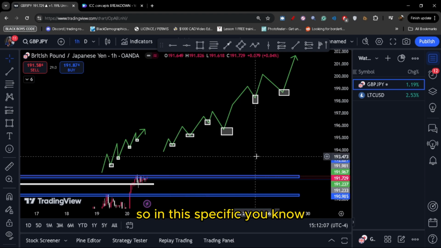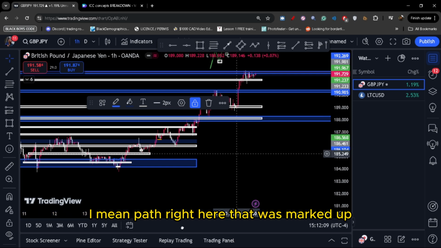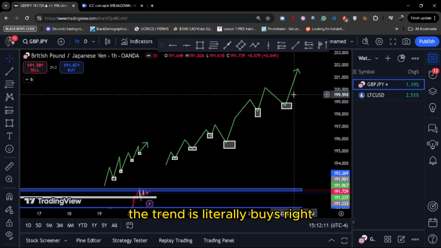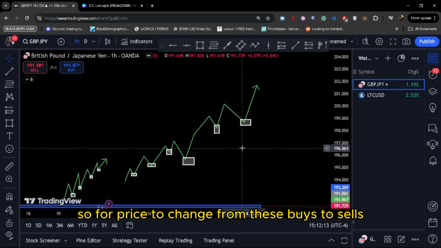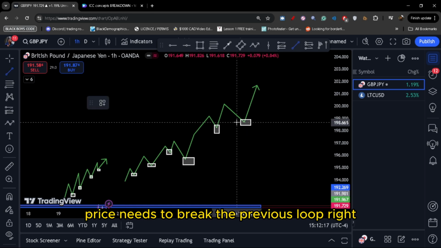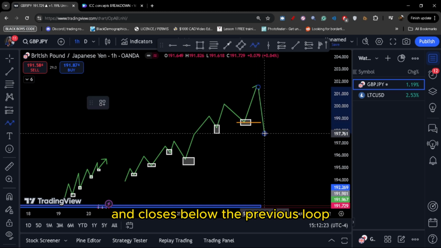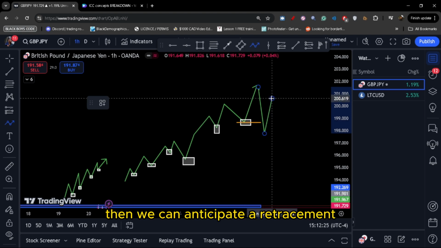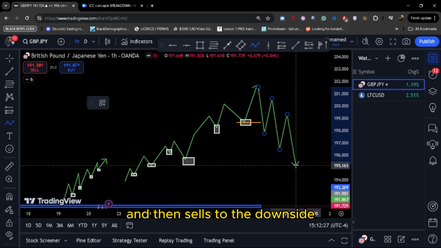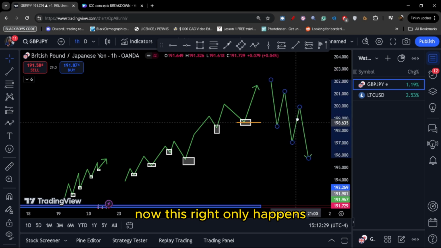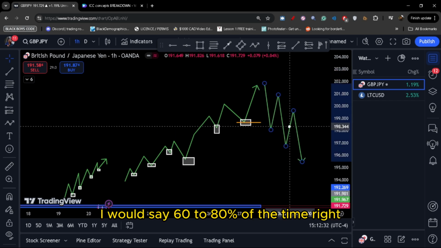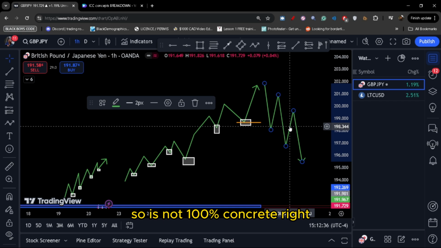So in this specific path right here that I just marked up, the trend is literally buys, right? So for price to change from these buys to sells, price needs to break the previous low. So when price breaks and closes below the previous low, then we can anticipate a retracement and then sells to the downside. Now, this only happens, I would say, 60 to 80% of the time, right? So it's not 100% concrete.